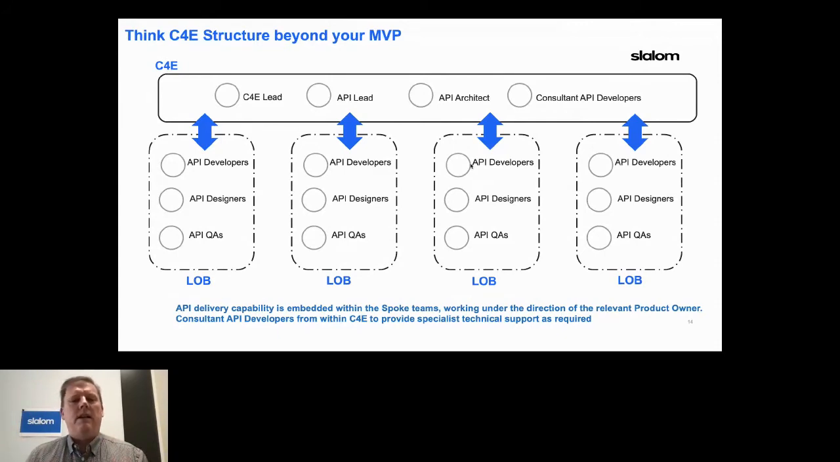And ultimately, you end up with this type of model where your core team helps enable your lines of business and your spokes, if I can use that word, but also the learnings of those teams form a community of practice that comes back into the C4E and helps grow and evolve it. And metrics can play a key part in helping drive the quality outcomes in this area.